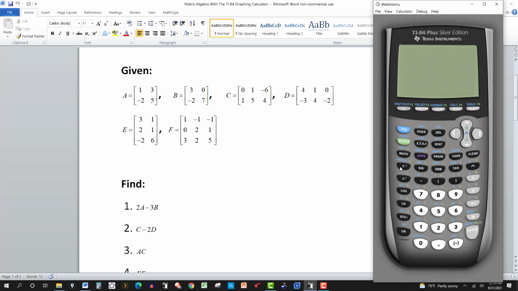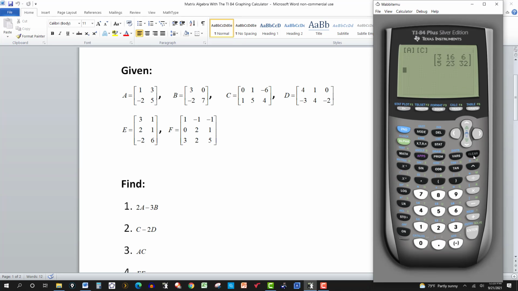So go to matrix menu here, 1 for A. And then matrix menu again. We want C. This is number 3. Hit enter. And there we have it. The answer comes out 2 by 3.